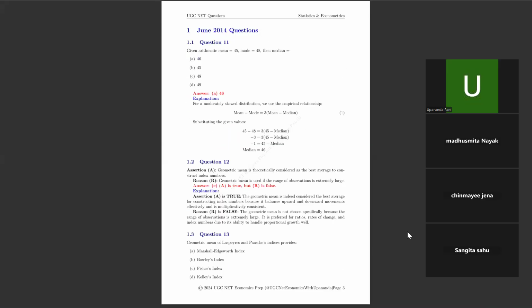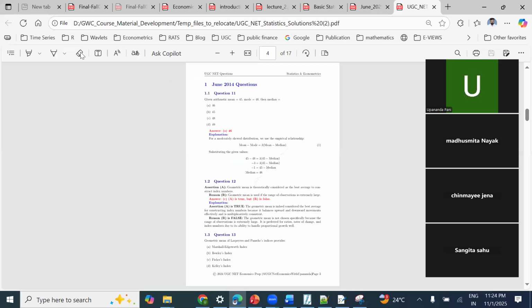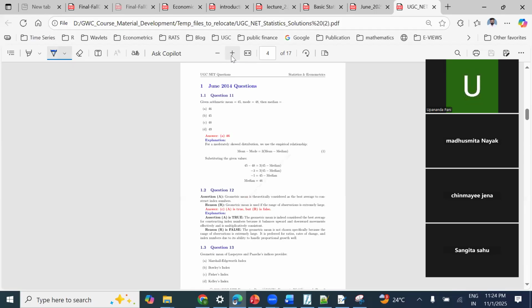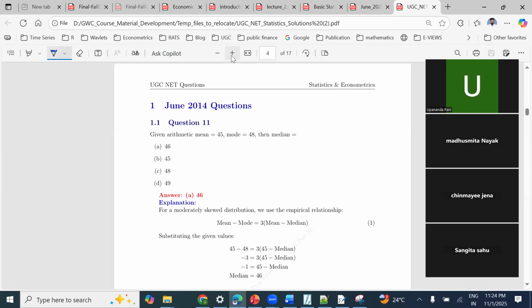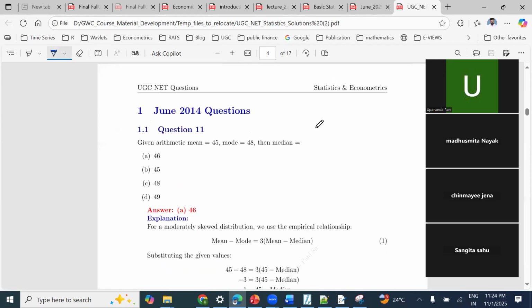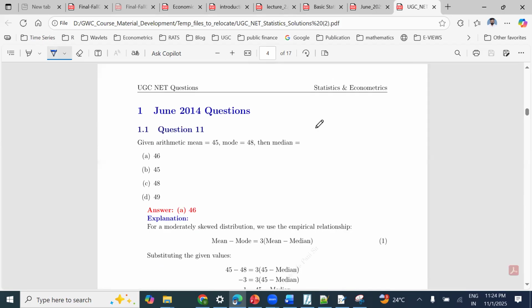Okay. So can you see the first question itself? What is the first question? Is it visible? Yes, sir. Let me expand it and let me minimize this also. So what was the question?